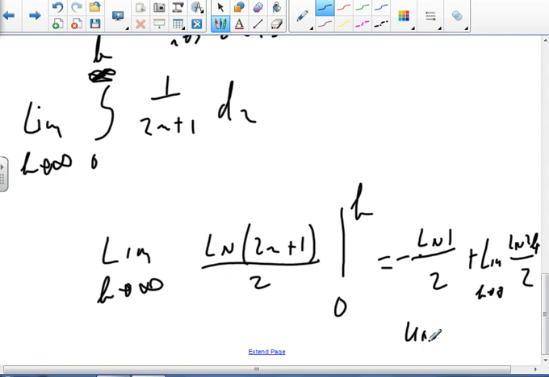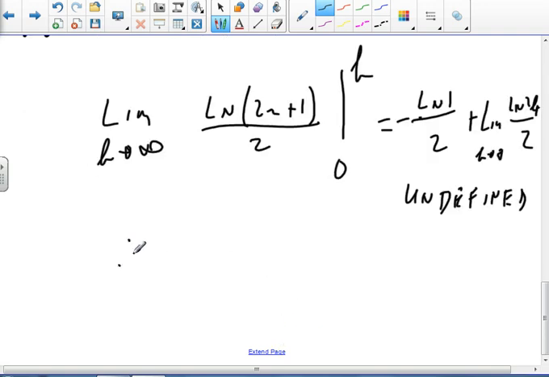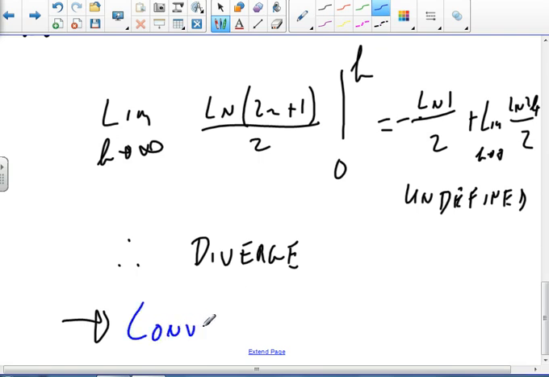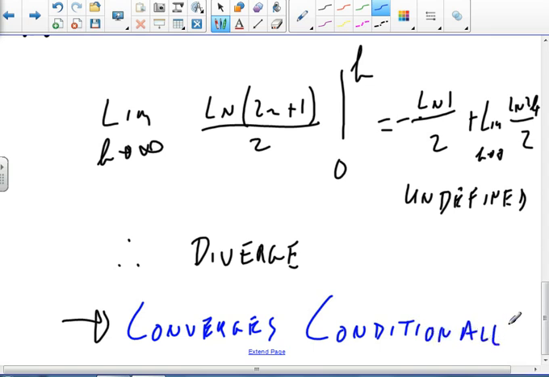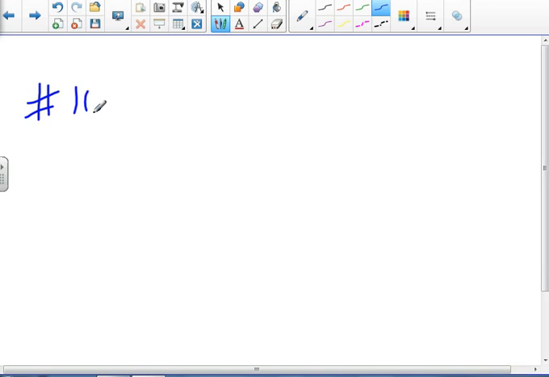This is undefined because of our work last week. We know it's undefined. Therefore, it diverges, which implies this series converges conditionally. Well, that was too much work. Number 10. It's better if they just did it, and then we wouldn't have to worry about it.